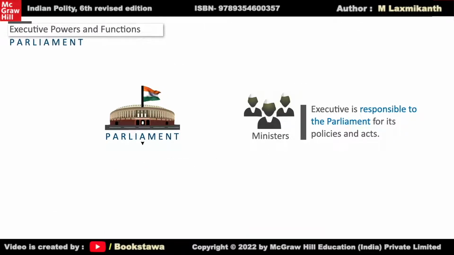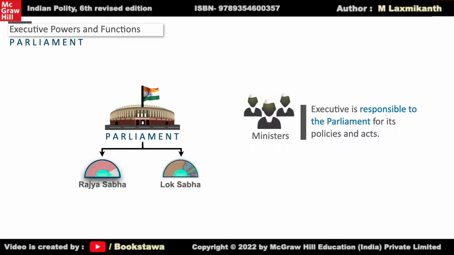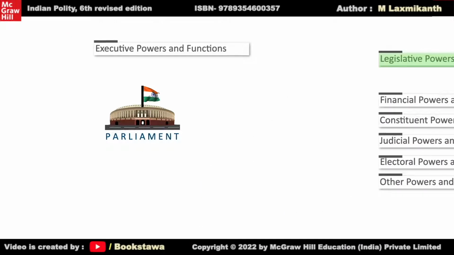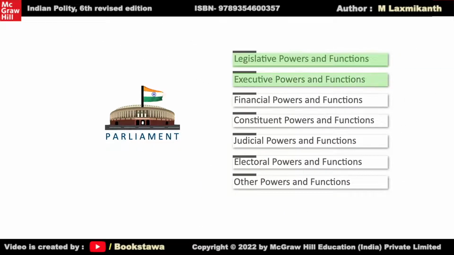And we know that Parliament has two houses, Rajya Sabha and Lok Sabha. The Council of Ministers continues in office as long as they enjoy the confidence of the majority members in Lok Sabha, which means that if Lok Sabha passes a no confidence motion, the Council of Ministers will be removed from office. Apart from this, there are other ways also through which Lok Sabha can express the lack of confidence in the government. So these were the executive powers and functions of Parliament.